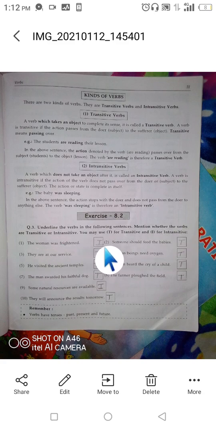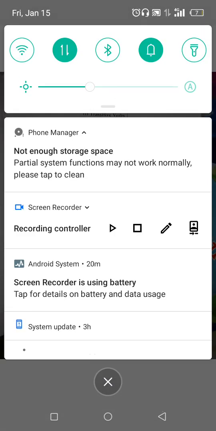So example, underline the verbs in the following sentences. Mention whether the verbs are transitive or intransitive. You may use T for transitive and I for intransitive. So we will see. The woman was frightened. Now was will be the auxiliary verb here. The woman will be the subject. Okay, the woman was frightened. So this will be the intransitive verb.